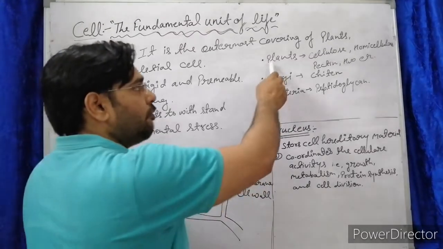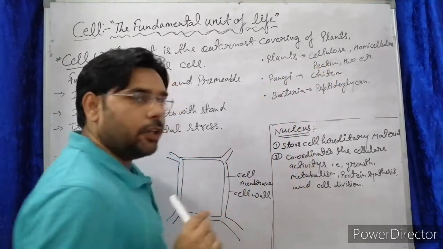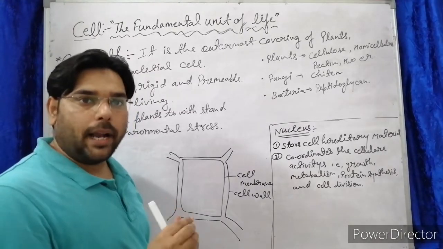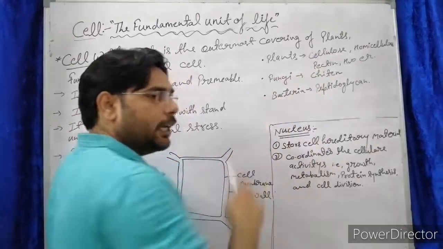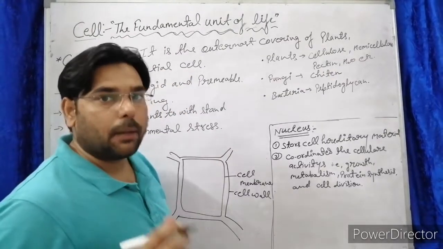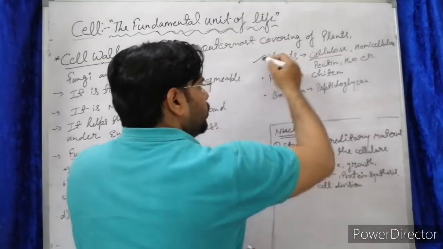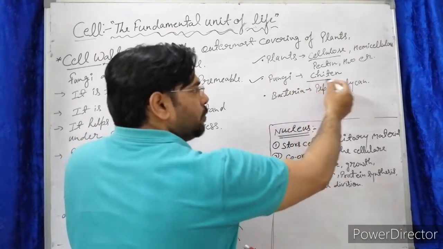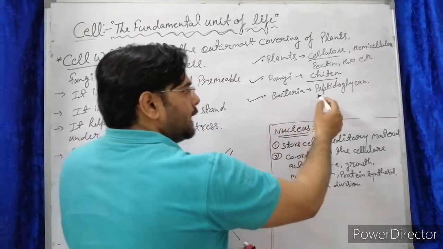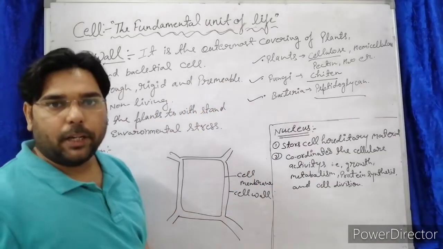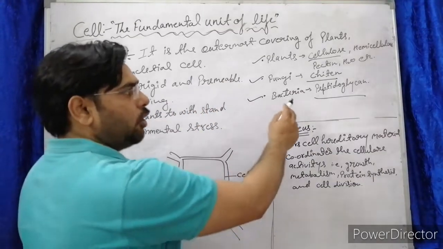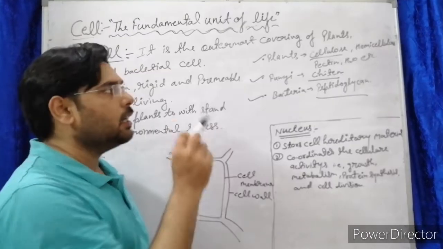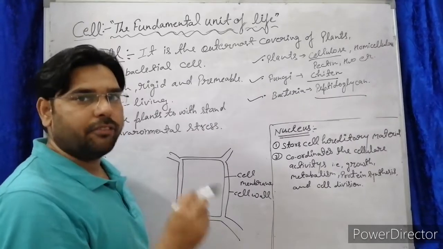The cell wall of a plant cell is made up of cellulose, hemicellulose, pectin, water, etc. But the major constituent is cellulose. That is why we can say that the plant cell wall is made up of cellulose. The cell wall of fungi is made up of chitin, and the cell wall of bacteria is made up of peptidoglycan.